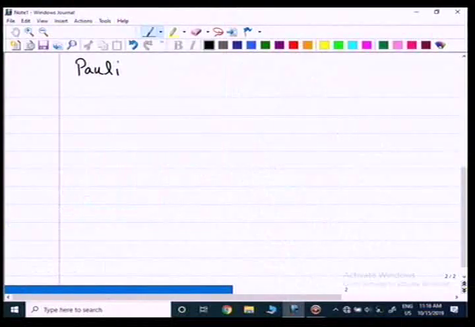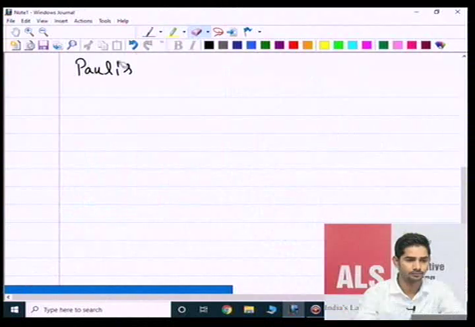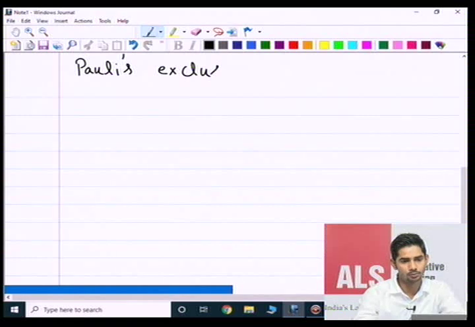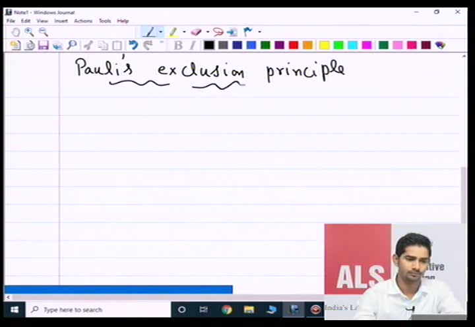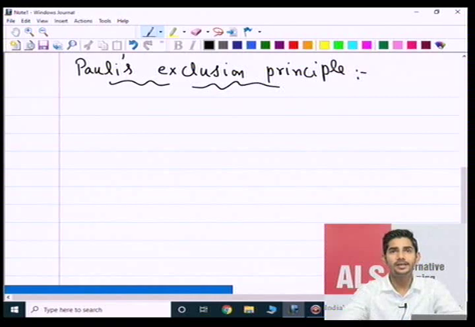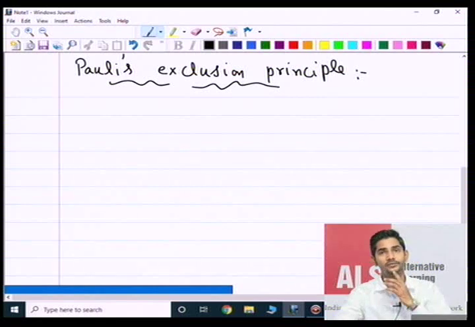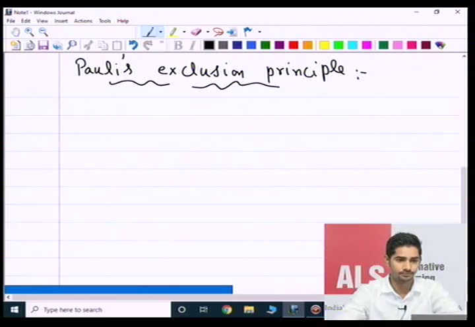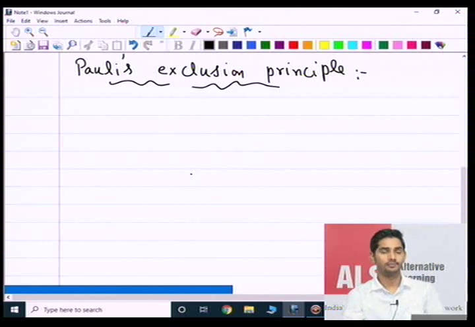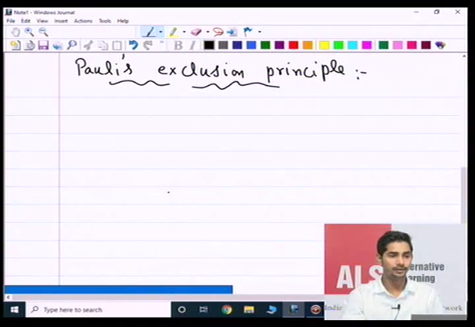Pauli's exclusion principle. It says that no two electrons in an atom can have the same set of 4 quantum numbers. Okay. Let me take an example. I'll make it clear to you.